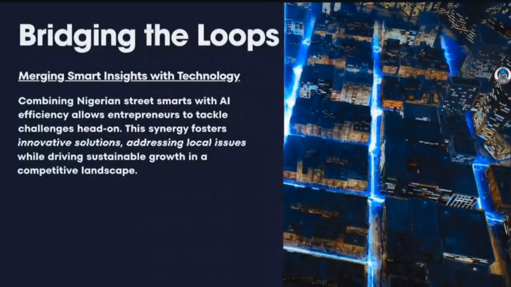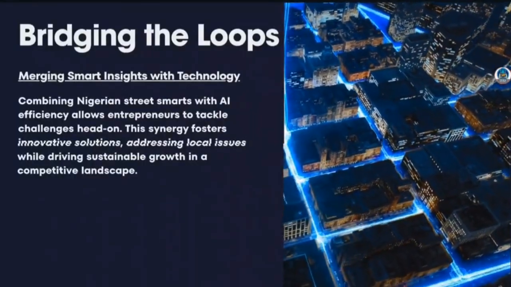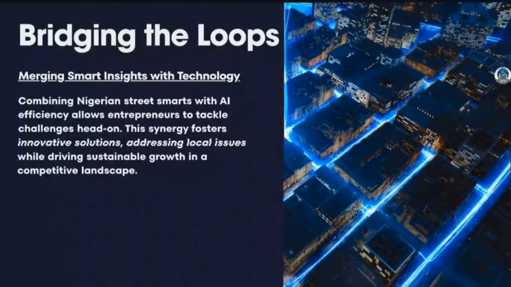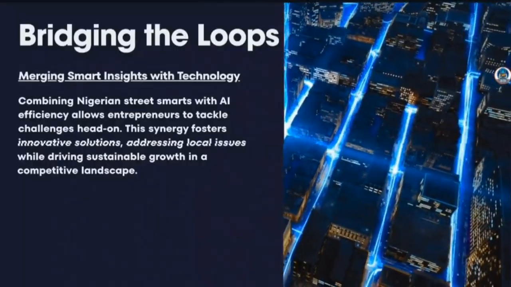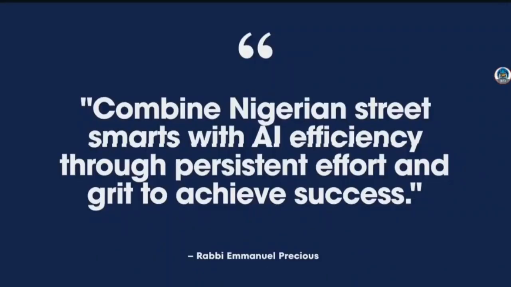We have to bridge this loop. We have to combine Nigerian street smart with AI efficiency, and this will allow entrepreneurs to tackle challenges head on. This synergy will foster innovative solutions, addressing local issues while driving sustainable growth in the competitive landscape. What am I saying in summary? Guy, combine Nigerian street smartness with AI efficiency through persistent effort and grit to achieve success.